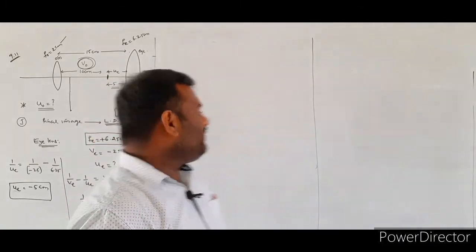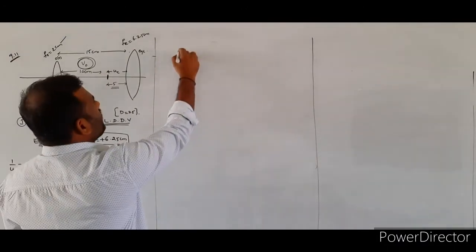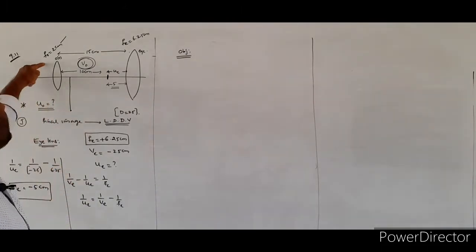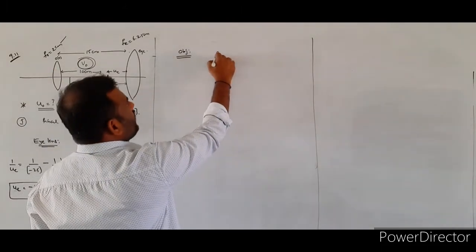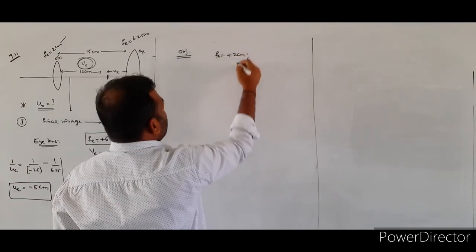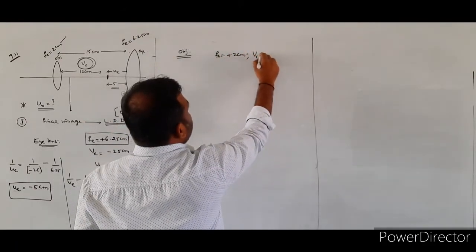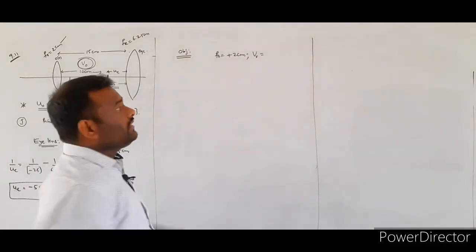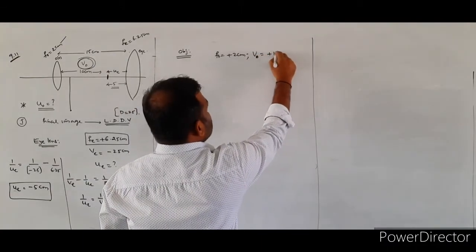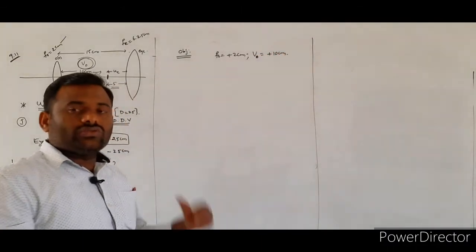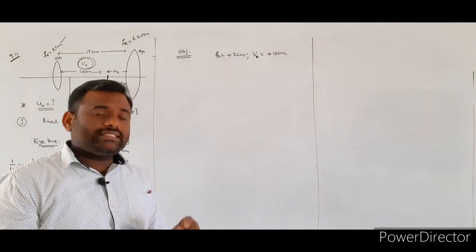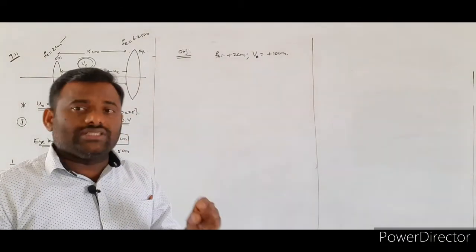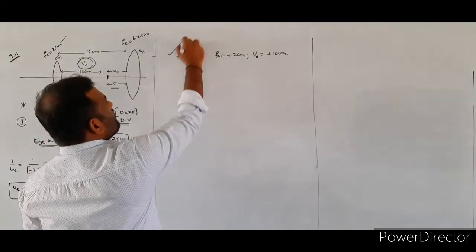Now we will consider which lens here? The objective lens. For the objective lens they mentioned the focal length value, which is equal to plus 2 centimeter. From this diagram you got the image distance for the objective lens, that value is equal to plus 10 centimeter. They are asking the position of the object with respect to the objective lens, that's why we consider the objective lens.